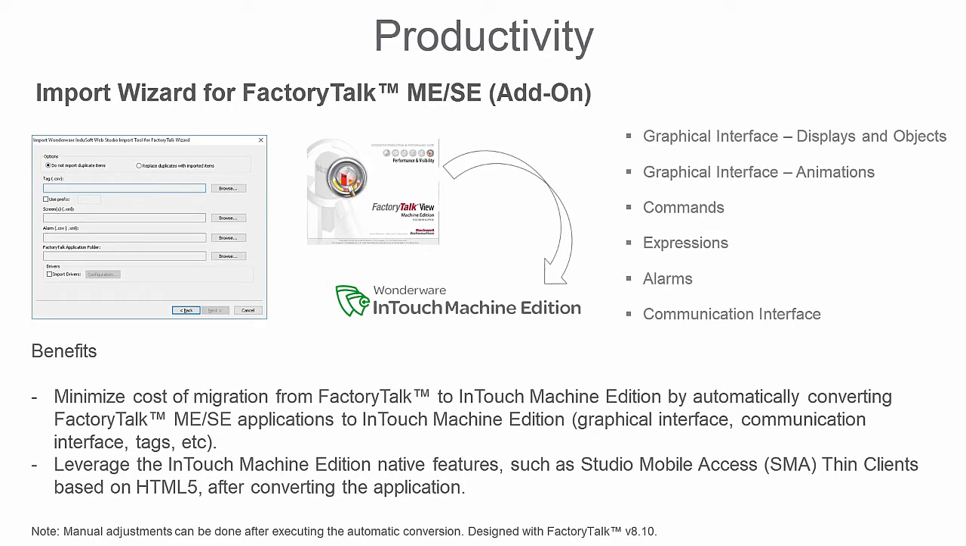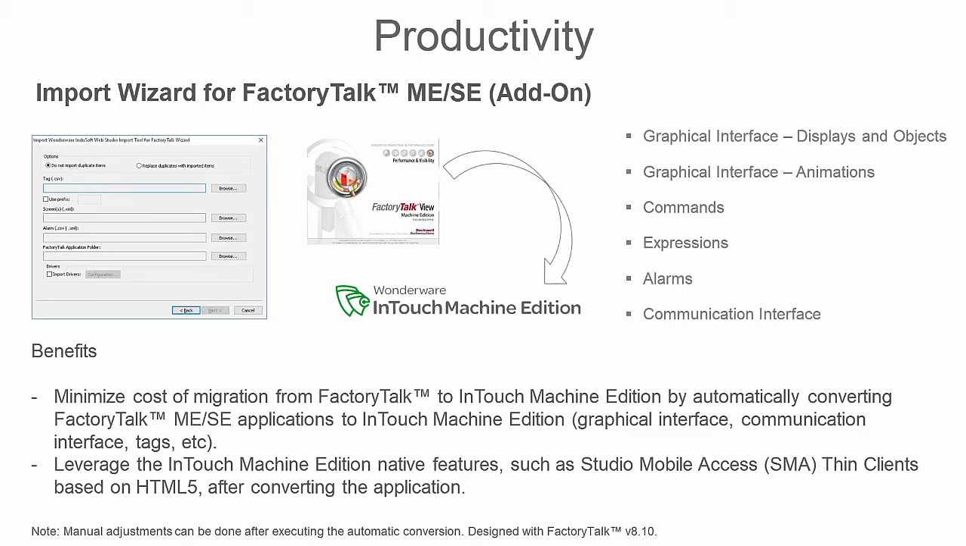InTouch Machine Edition is a complete HMI product that runs on different platforms, and it provides some import wizards to convert applications designed in other products automatically to InTouch Machine Edition. So this particular import wizard supports applications created with Factory Talk ME Machine Edition, as well as Factory Talk SE Site Edition, and we conducted the development and the tests with Factory Talk version 8.10. Doesn't mean it does not work with other versions, but that's the version that we used as reference to conduct the design and the tests as well.